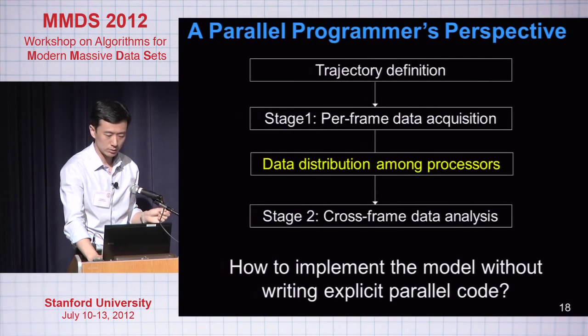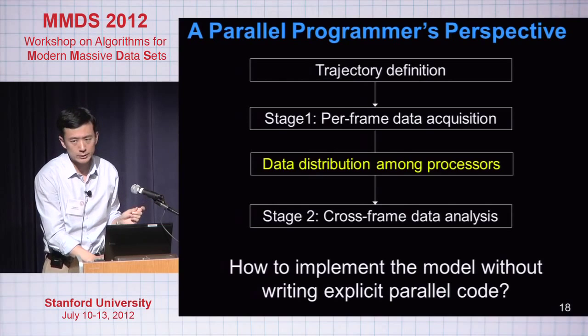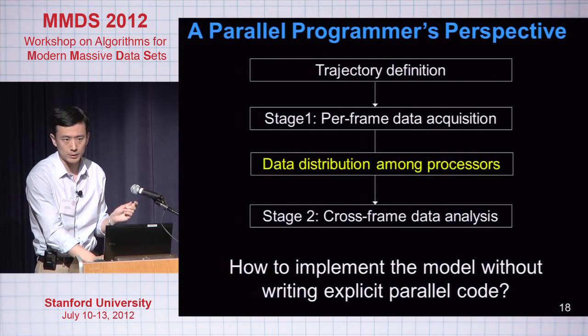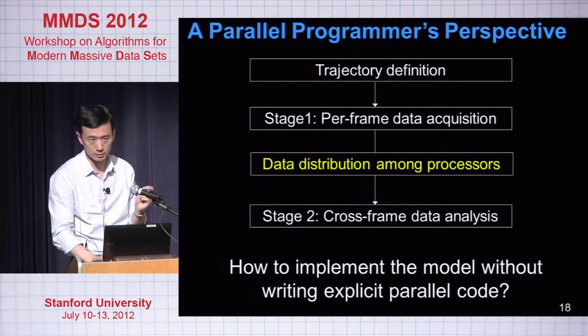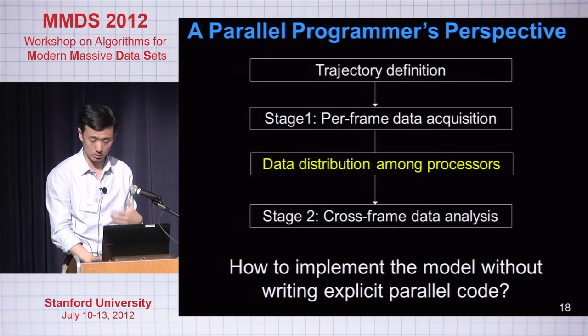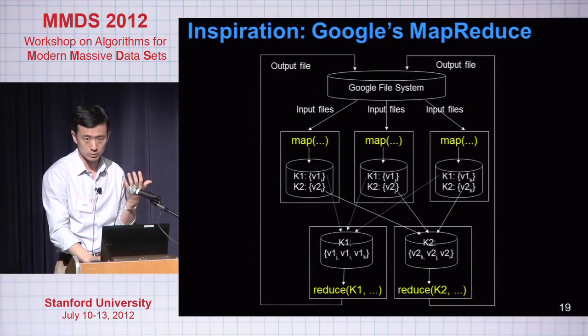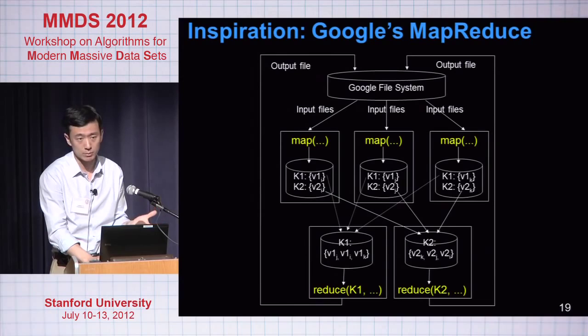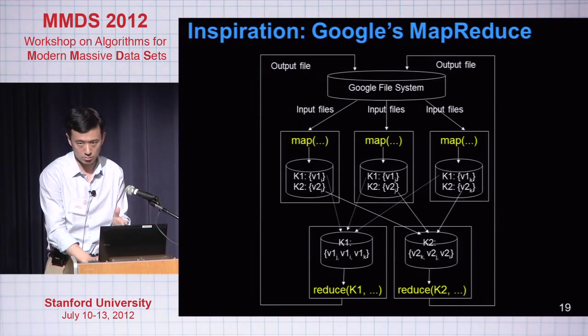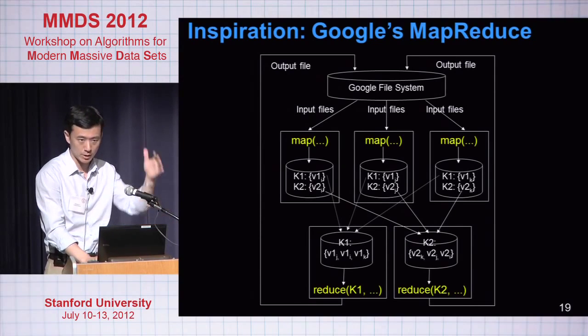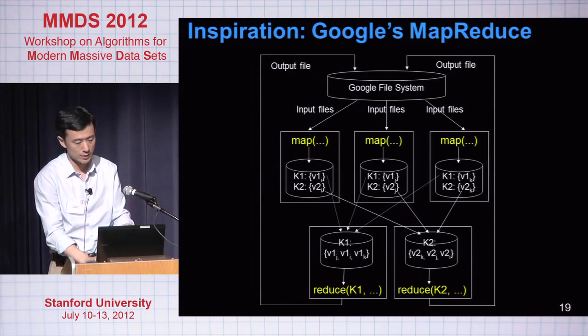So chemists are very smart people. They are very creative and very competent programmers, but not all of them are very good parallel programmers. So our goal was to help them deal with this problem. The inspiration came from Google's MapReduce. I assume many of you know about this model. Basically, it splits the computation into a map phase and a reduce phase.